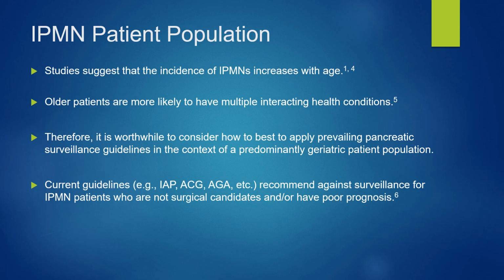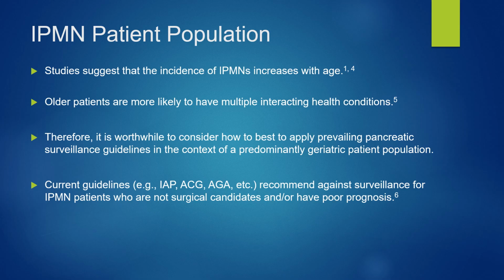We have seen a number of research efforts that have established a correlation between the prevalence of IPMNs and increasing age. And autopsy studies often report that the incidence of pancreatic cysts in those studies is up to 50%. And of course, that means that patients with IPMNs have many interacting health conditions. Older patients have a higher likelihood of multimorbidity, and so it's worthwhile to consider how do we weigh the risks and benefits of IPMN surveillance in this patient population that has many competing health conditions.